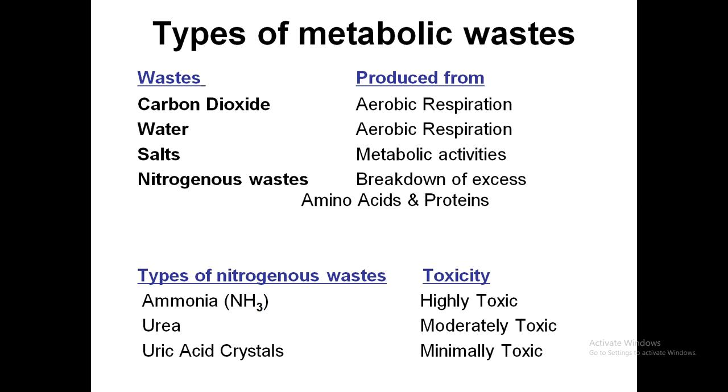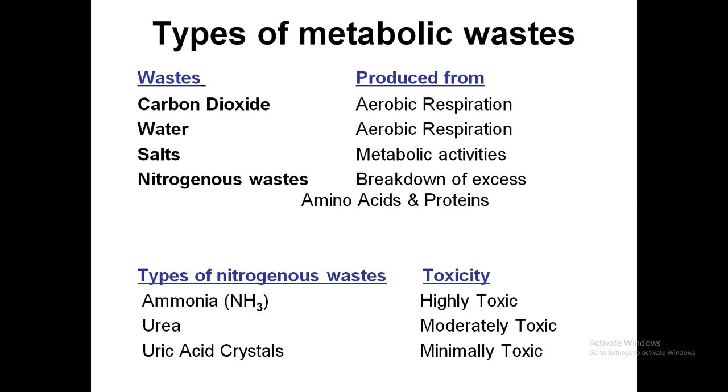Ammonia, NH3, is produced in all organisms including human beings, but it is a highly toxic substance and it is harmful for the cells if it stays in the cells. So ammonia is converted into urea and then to uric acid crystals. It depends upon the availability of water to the organisms. They excrete the nitrogenous wastes in that form.